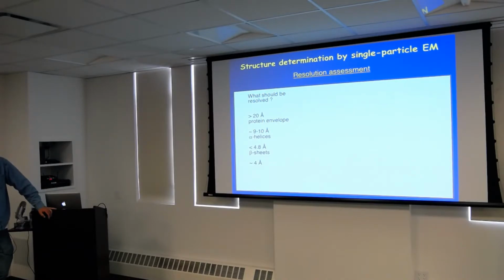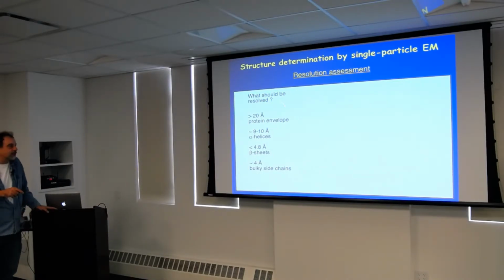So what is the distance of a carbon-carbon bond? 2.5. 4 angstrom. Are you going to see connectivity? Bulky side chains. Excellent. So this is really something to keep in mind. The number is not that important, but what you see is really what matters in the end.